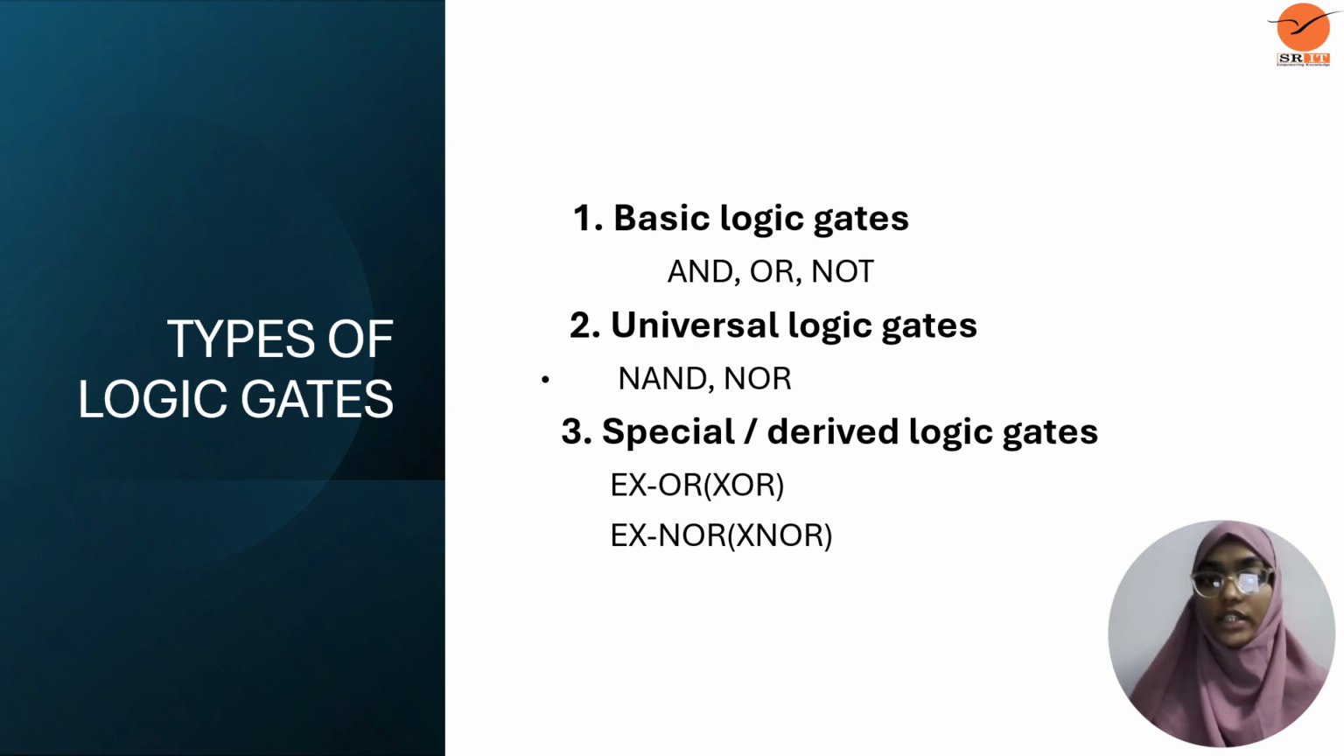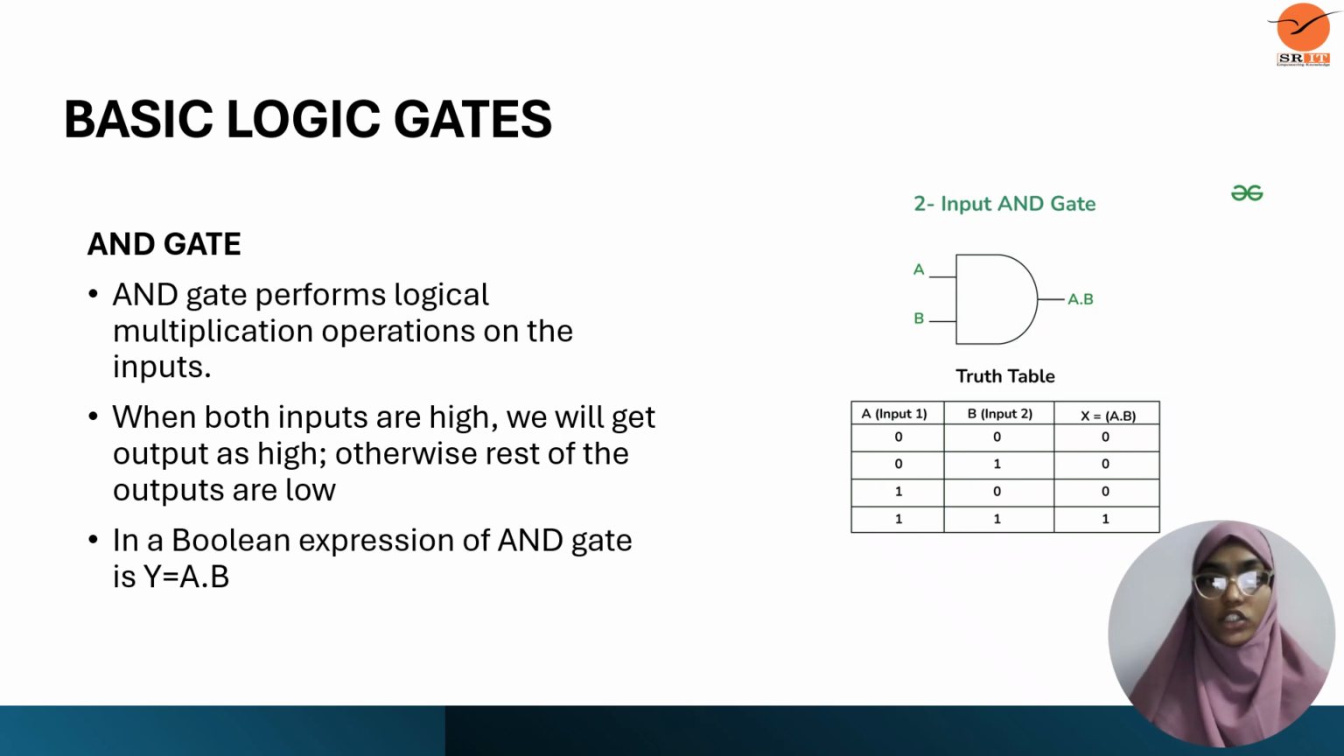In basic logic gates we have three types: AND gate, OR gate, and NOT gate. In universal logic gates we have two types, NAND gate and NOR gate. And in special or derived logic gates we have XOR and XNOR gates. Let us see basic logic gates. In basic logic gates, AND gate is one of the gates. AND gate performs a logical multiplication operation on the inputs, and when both inputs are high we will get the output as high, otherwise the rest of the outputs are low. The Boolean expression of AND gate is Y equals A into B.